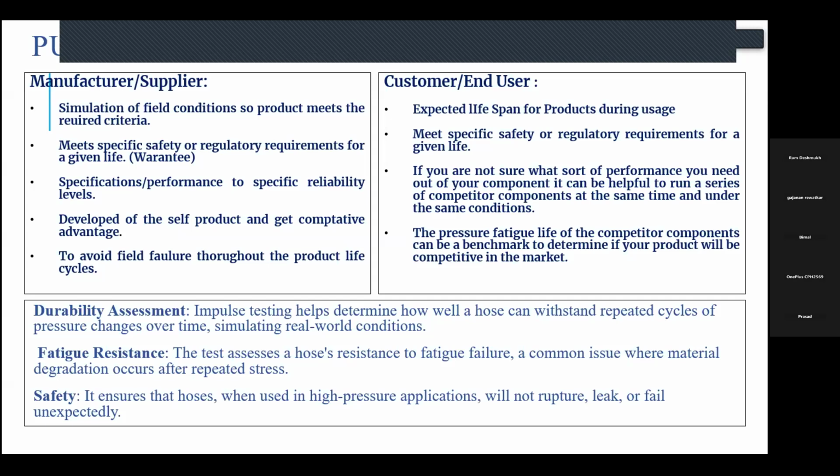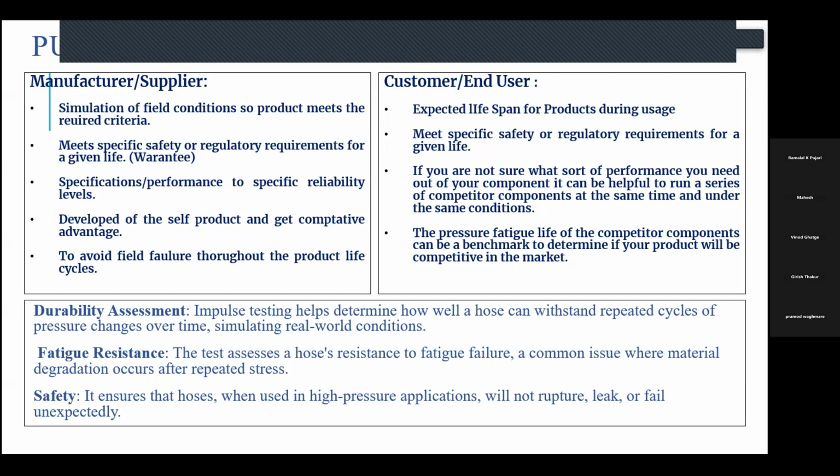What is the purpose and what is the intention for hose to be tested with the impulsation? So there is a specific condition or field condition by which you need to meet the product criteria, and exactly that kind of condition is tried to be simulated throughout the impulsation testing. So there are many applications by which this scenario occurs during the life of the product, specifically hoses, and that basically defines the warranty criteria of the hoses or pipe assemblies.